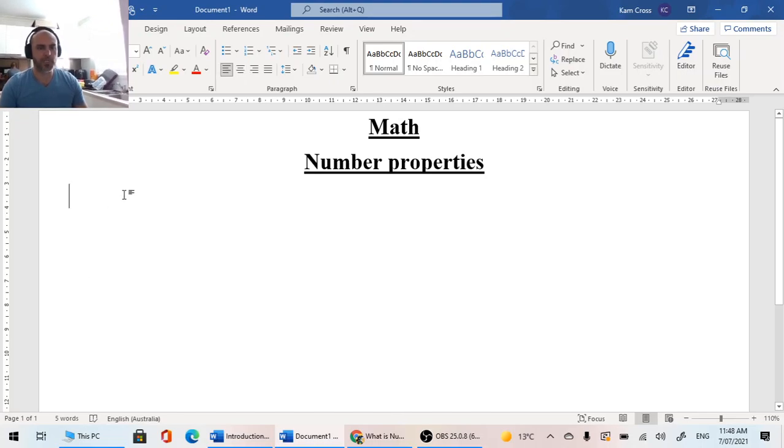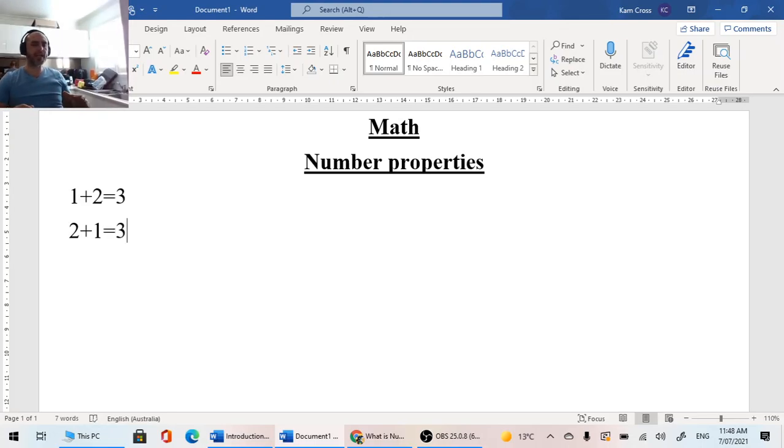So, when we talk about number properties, what are we looking at? Let's start with some really easy examples. If we have 1 plus 2 equals 3, this is the exact same as 2 plus 1 equals 3. When we're adding numbers together, it doesn't really matter what order we put them in. We always know that 1 plus 2 is the same as 2 plus 1.